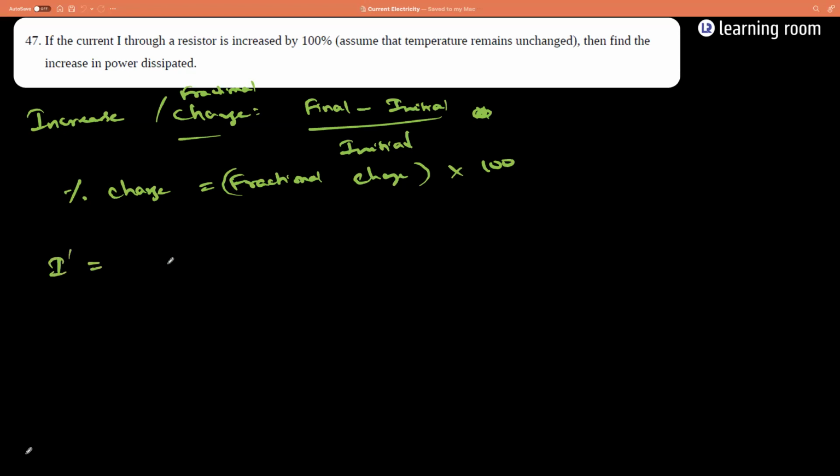So I dash will be equal to how much? See, if the initial current is I and it is increased by 100%, the value is increased by I. So I dash will be equal to 2I. So what is the value of P dash? P dash will be equal to 4I square R and P will be equal to I square R. Take these values and substitute. So is it 300%? That should be the answer.